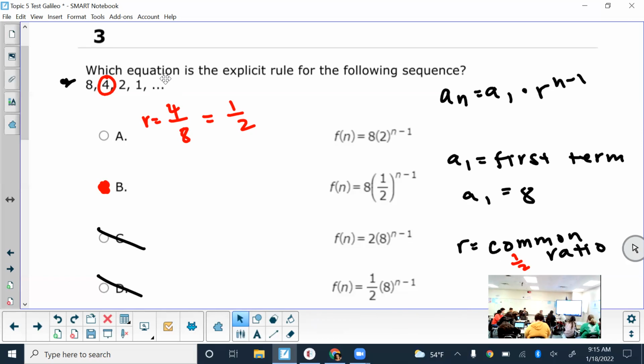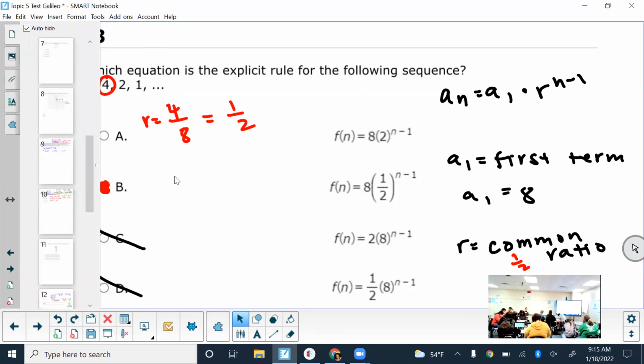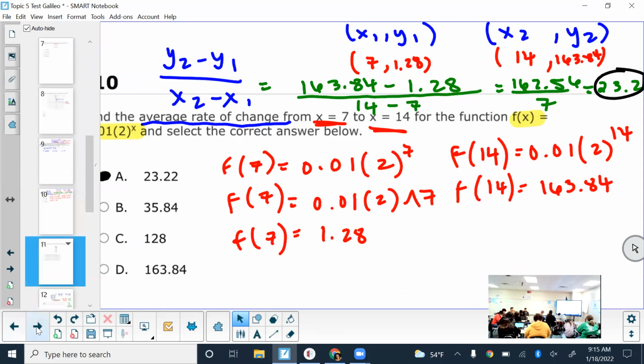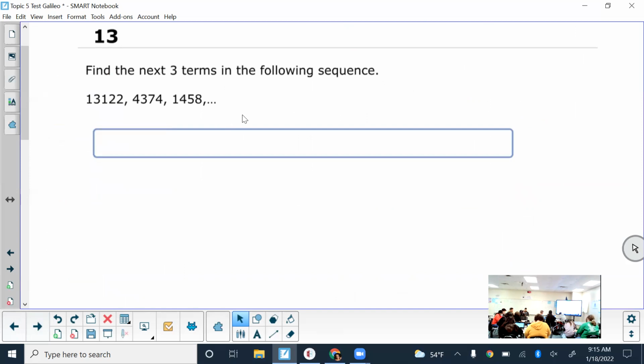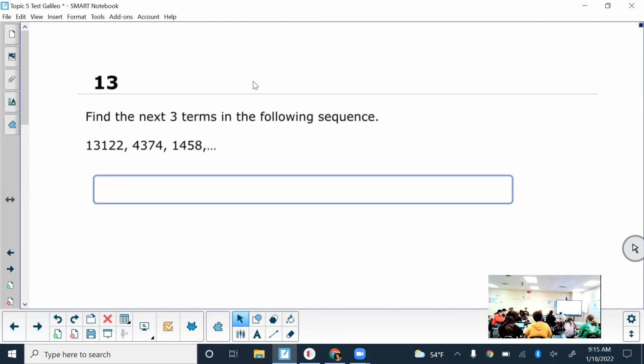All right, any others from the test? I think we have time for like one more. Yes, James? Number 13. All right, find the next 3 terms in the following sequence. So in order to find the next 3 terms, what do I need to find first?